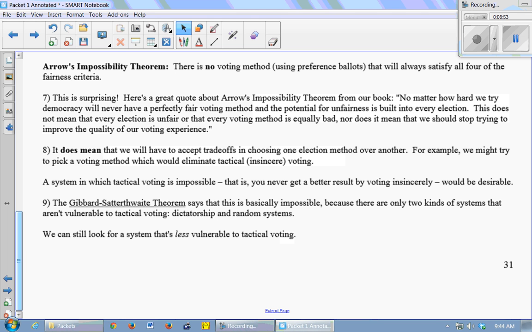So you can never eliminate tactical voting, but we could look for a system that's a little less vulnerable to tactical voting.